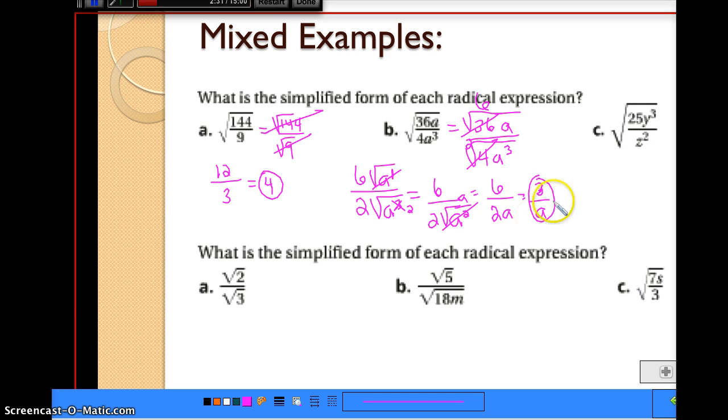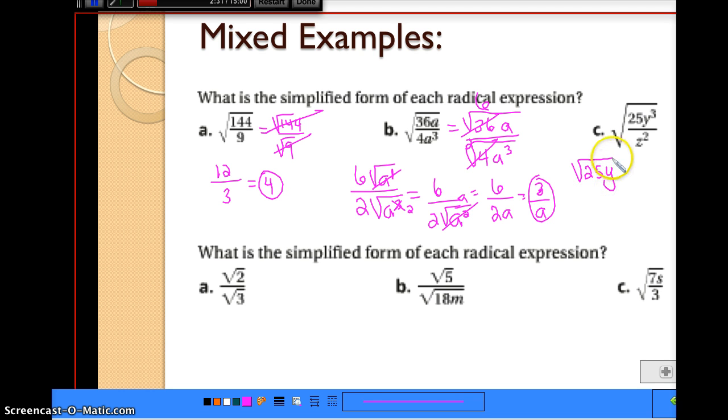Because 6 divided by 2 is 3, and a is still in my denominator. There's no radical in the denominator, so I'm good. All right, there is nothing that is divisible here because we have 25, y, and z, so none of the bases are the same. So let's go ahead and separate it.